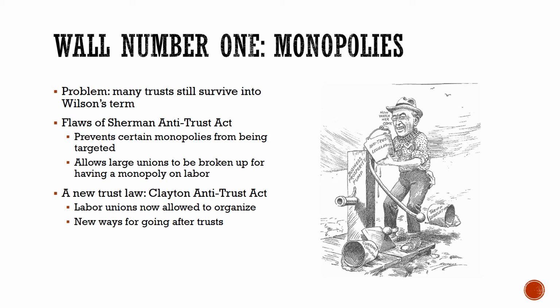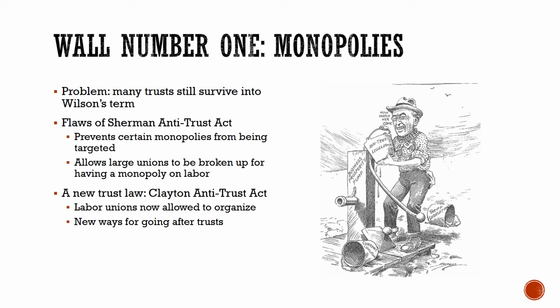So the first, quote, wall of privilege are the monopolies. The problem here is that even though William Howard Taft and Teddy Roosevelt broke up a bunch of trusts, there are still a lot of trusts out there. And the reason for this is that the law that Teddy Roosevelt and Taft were using was flawed. The Sherman Antitrust Act had a bunch of loopholes. First of all, certain monopolies were immune from the Sherman Antitrust Act. It just didn't give the government enough power to go after these monopolies.